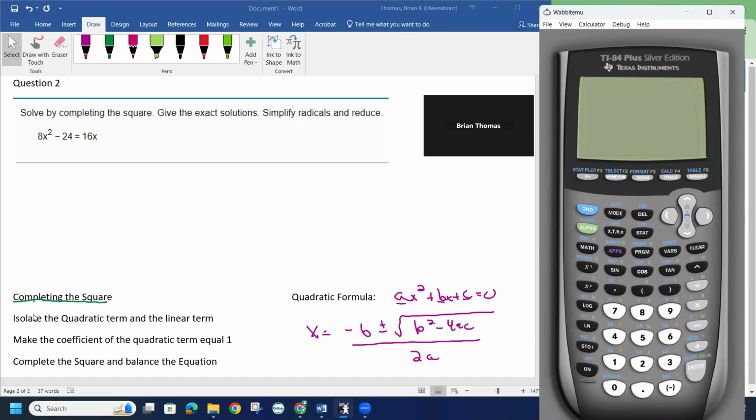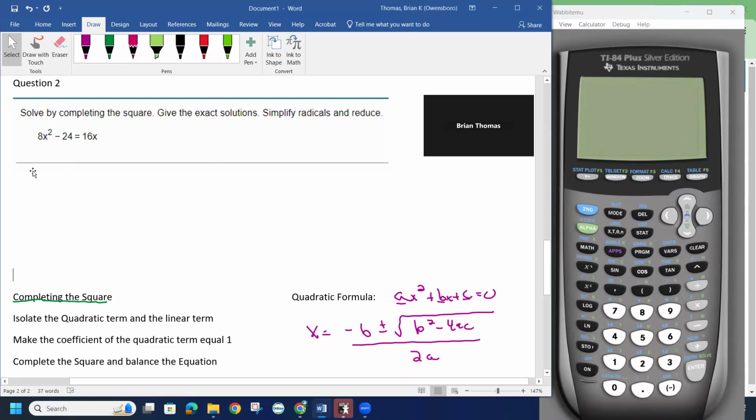Again, the first thing in completing the square is we have to isolate the quadratic term and the linear term. In other words, they have to be on the same side of the equation. Notice how the 8x squared is on one side, but the 16x is on the wrong side. So I can move it over, but when I move it over, it changes signs. So the minus 16x is here. But notice that the constant has to be on the other side of the equation.